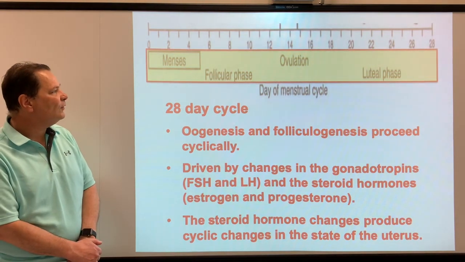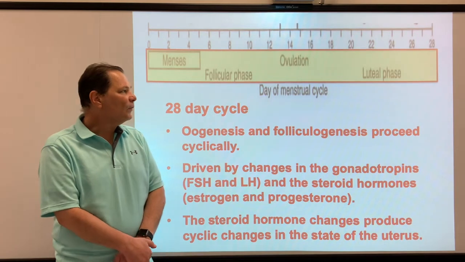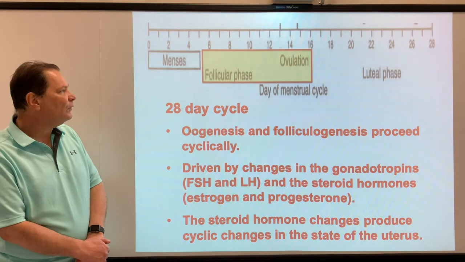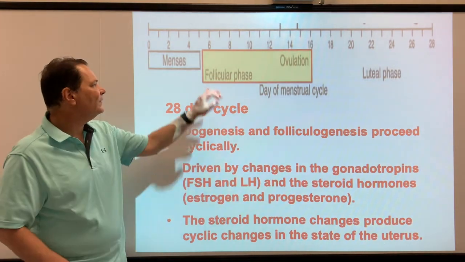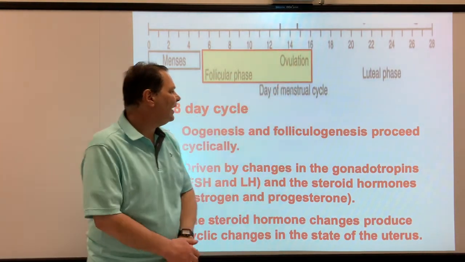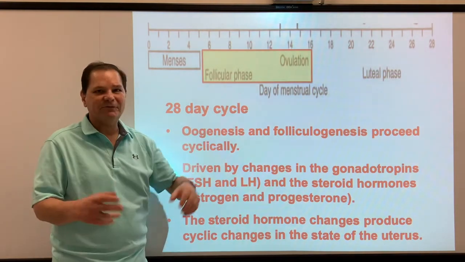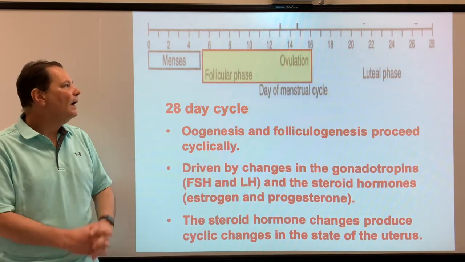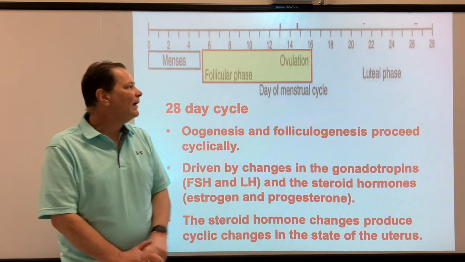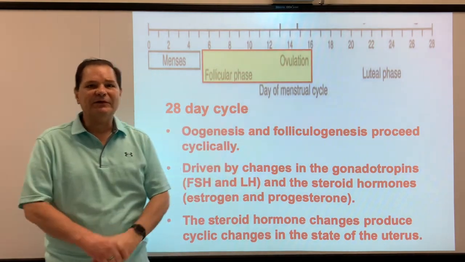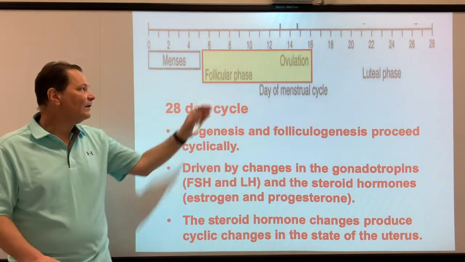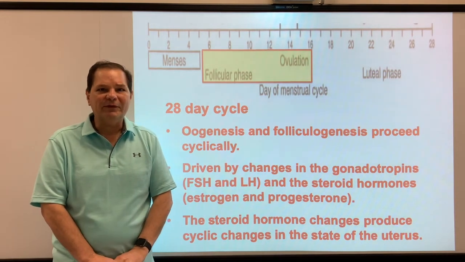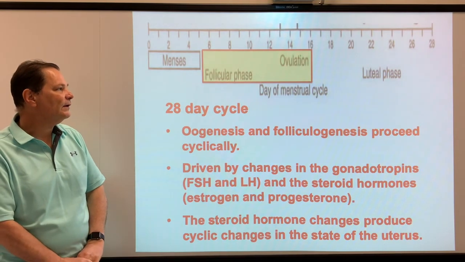So, 28-day cycle, we can break it up into 4 general phases. The first 2 that we will talk about are the follicular phase, which leads to ovulation. So this is a phase where your follicles are developing and growing and preparing for the ovulation of the oocyte. Ovulation is a process by which the follicle literally breaks open and the oocyte is released through the wall of the ovary and into the uterus.